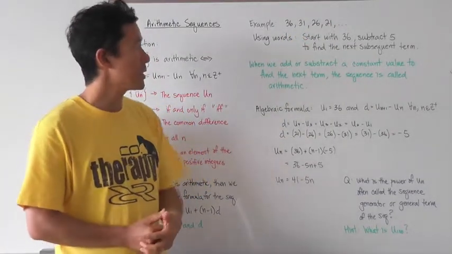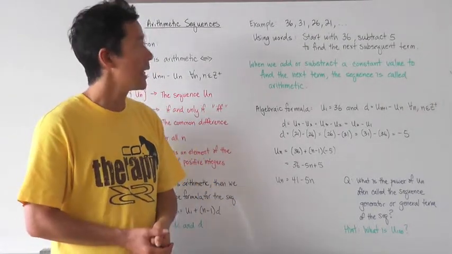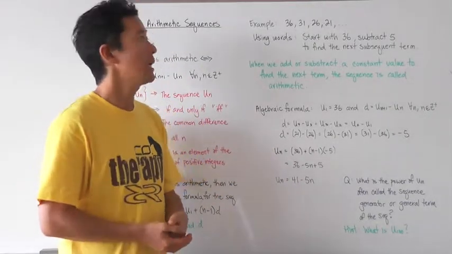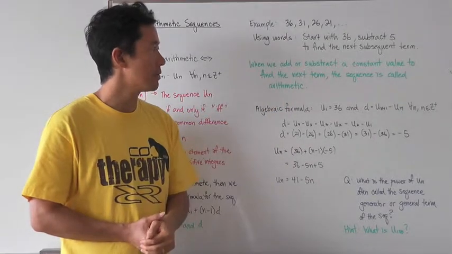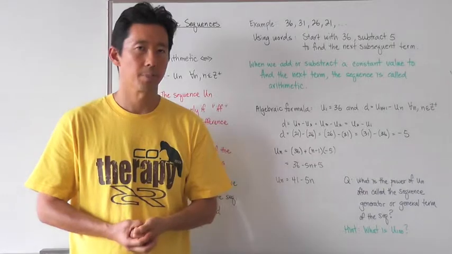If we express that using words, we would say, let's start off with the number 36, and then to get the next term we subtract 5, to get the next term we subtract 5 again, etc., etc. Now, whenever we add or subtract a constant value to find the next term, the sequence is going to be called an arithmetic sequence.